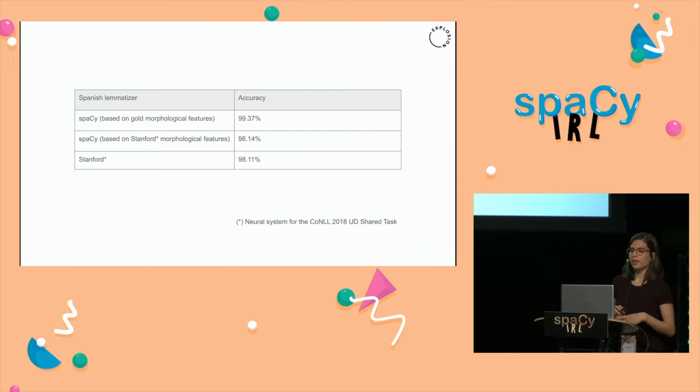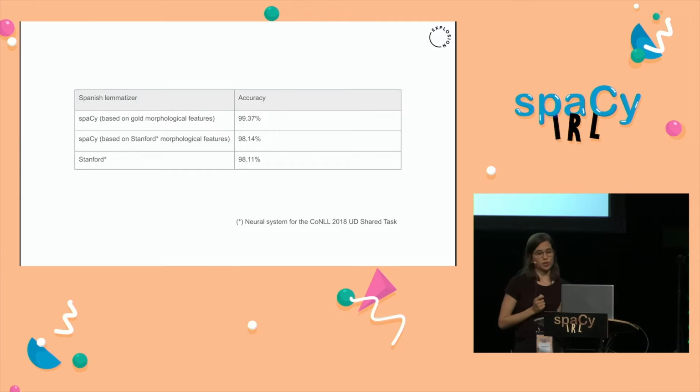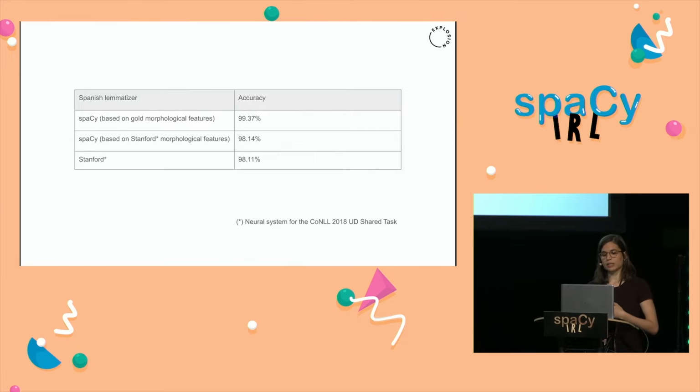So we tested our lemmatizer, and first we used the gold morphological features and parts of speech annotated by hand, which we got from the Universal Dependencies data, and we got 99.37% of accuracy. But then we wanted to have a little bit more realistic number, because in real life, we will have to predict the parts of speech and the morphological features. So we used the Stanford neural system, which was developed for the CoNLL shared task 2018, and we got 98.14% of accuracy. And finally, we also used the Stanford neural system to lemmatize, and we got 98.11% of accuracy. And as we can see, our system is on par with that neural approach, but it's a lot faster and more appropriate for industry.